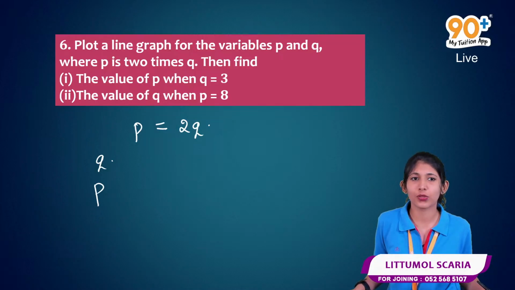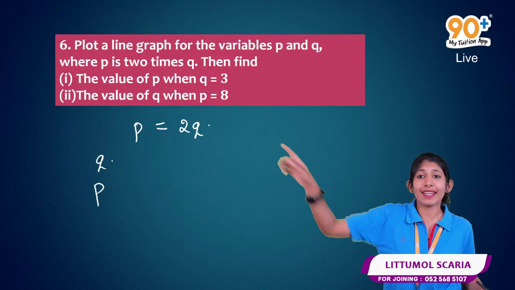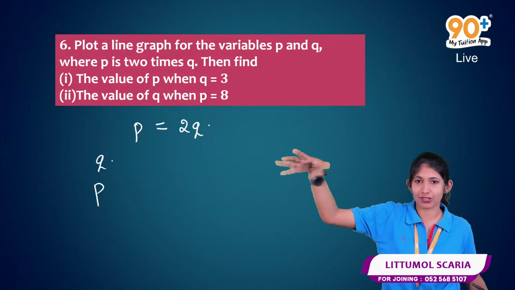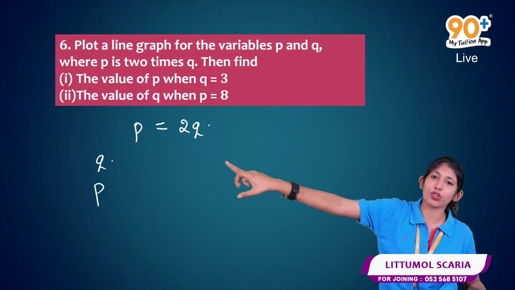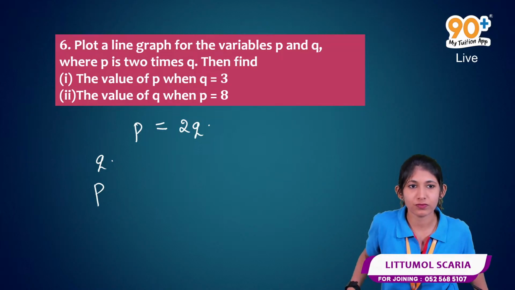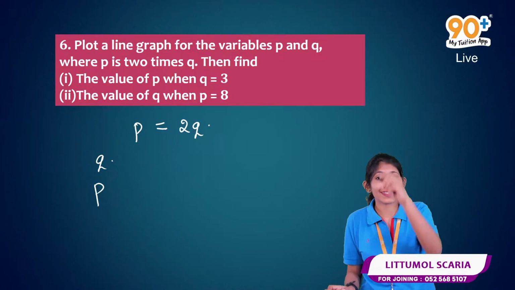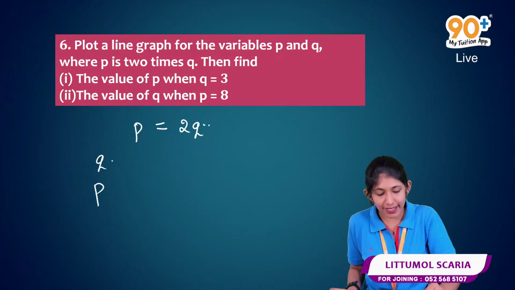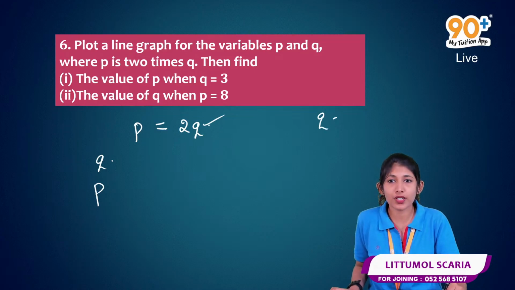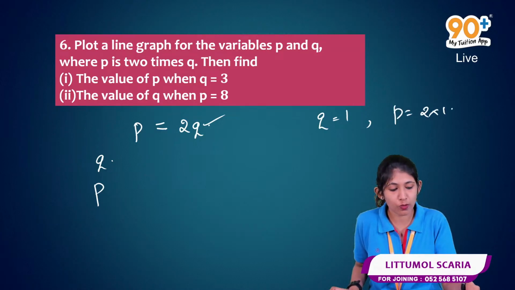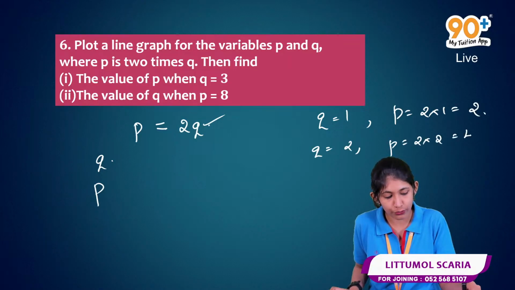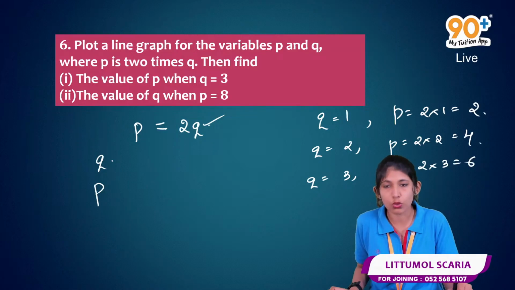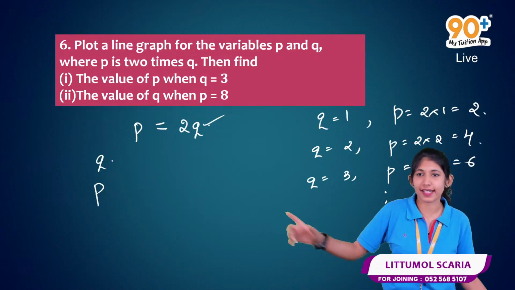Is it? Really? Based on your P, your Q is changing, or based on your Q, your P is changing? Based on your x value, your y value is changing. Based on your q, your p is changing. When q is equal to 1, p is equal to 2 into 1, which is equal to 2. When q is equal to 2, p is equal to 2 into 2, that is equal to 4. When q is equal to 3, p is equal to 2 into 3, that is equal to 6, and so on. So yes, now tell me, the x-axis value will be q.